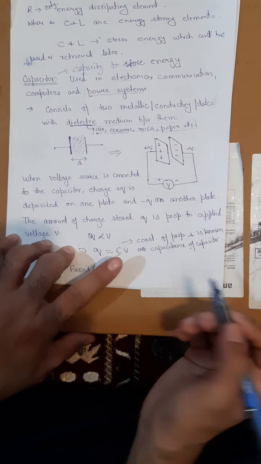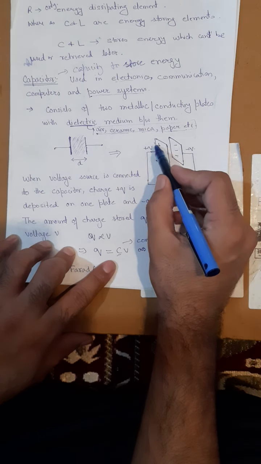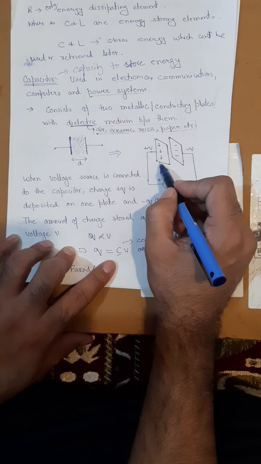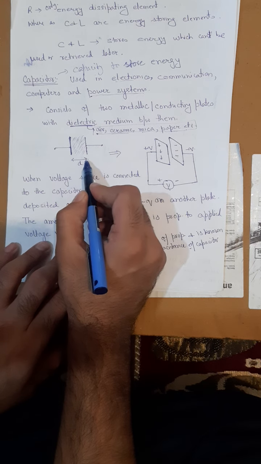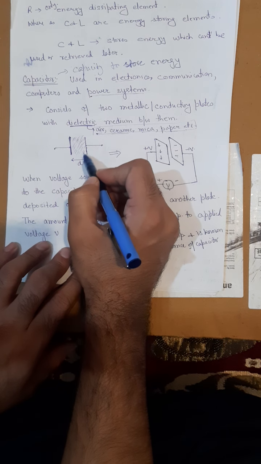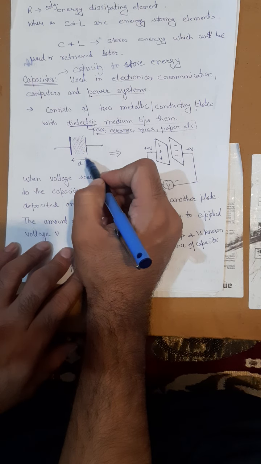C is dependent on some other factors. What are the factors? C depends upon the area of the plate, the distance between the two plates, and which type of material is used in the space between these plates. C depends on these factors.